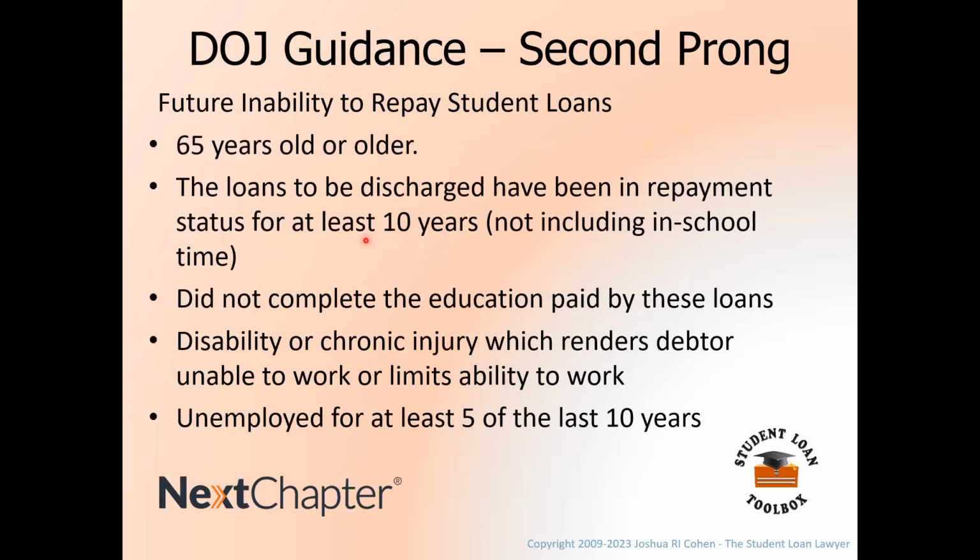And by the way, repayment status, I think, is bad wording. What they mean is, have they been out of school for 10 years or more? Because it doesn't matter the status. It could be repayment, forbearance, deferment. It could be 5 years of bankruptcy forbearance. It can be in default. It doesn't matter. Is the loan 10 years old since school?